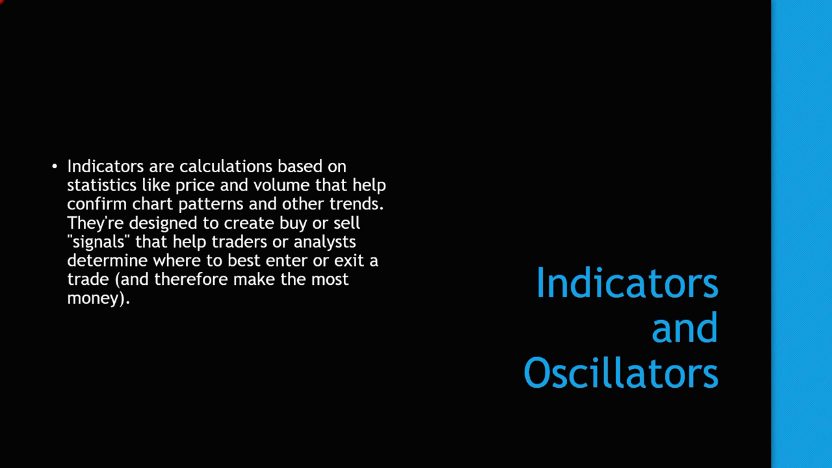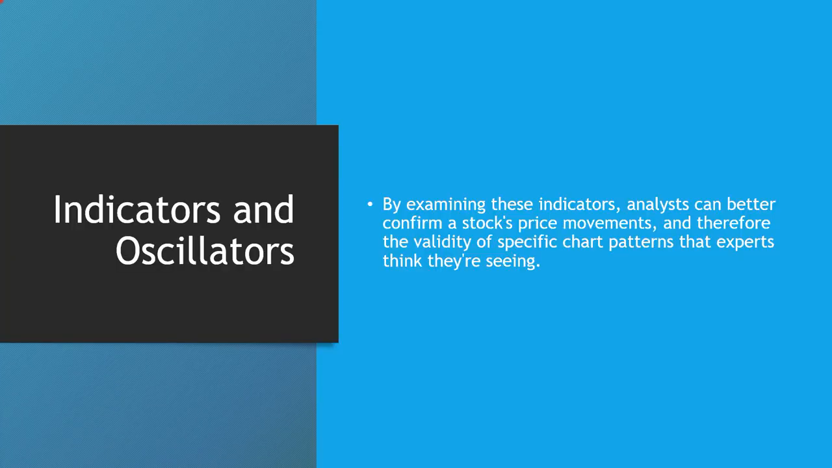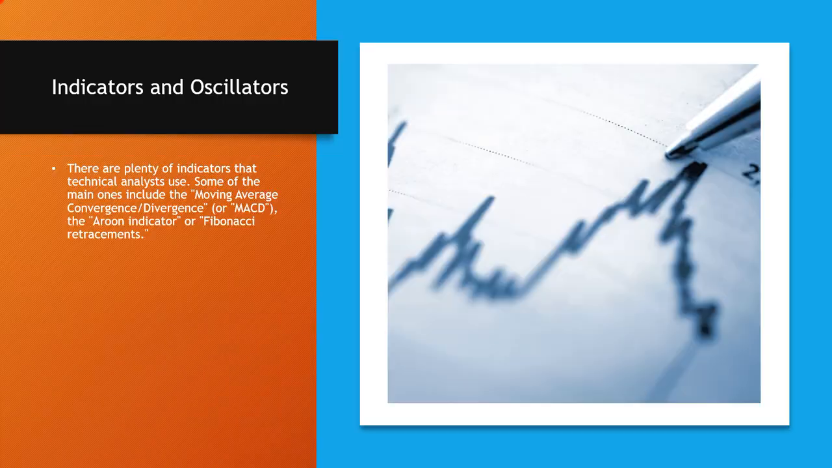When you're looking at price on your chart, you're looking at the other things that you do on your chart, trend line, support, and resistance, and you can't really draw a conclusion. You can think of the indicator as the interpreter. It will help you define your opportunities. So by examining these indicators, analysts can better confirm a stock's price movement and therefore the validity of a specific chart pattern that experts think they're seeing.